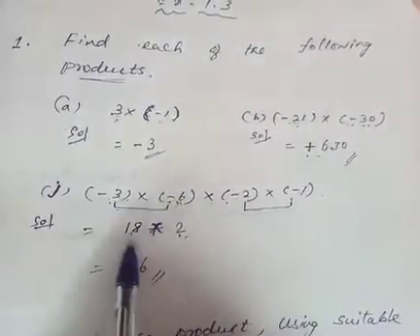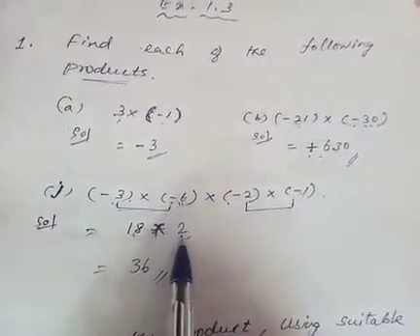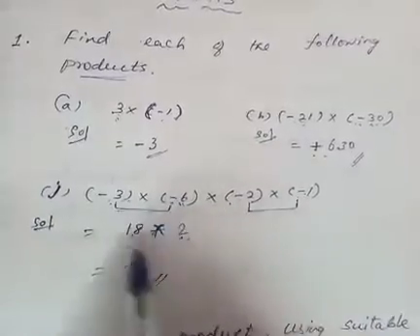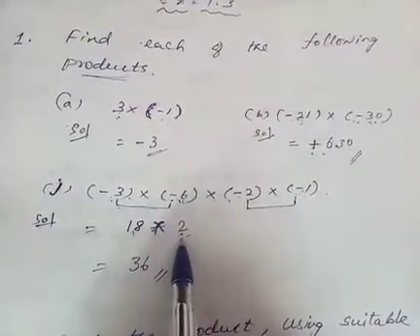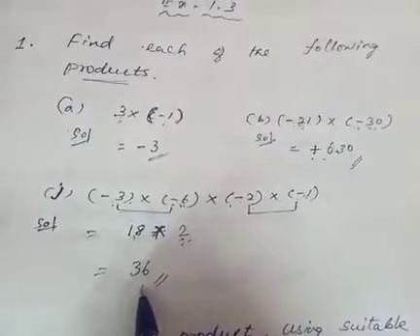The next, you multiply these two. Here also a positive integer, here also a positive integer. So the answer is also a positive integer. So 18 into 2, 36. So the answer is 36.